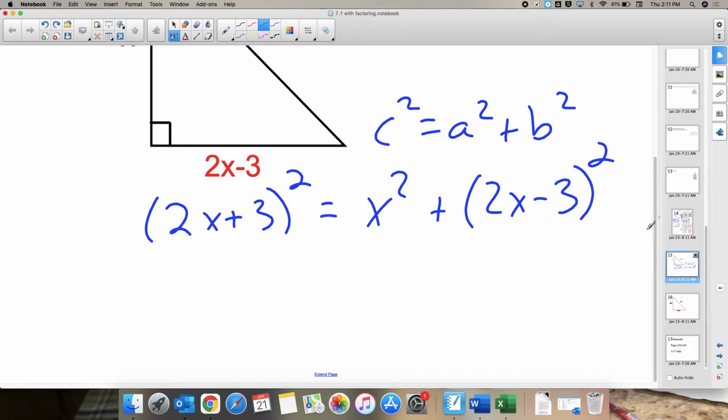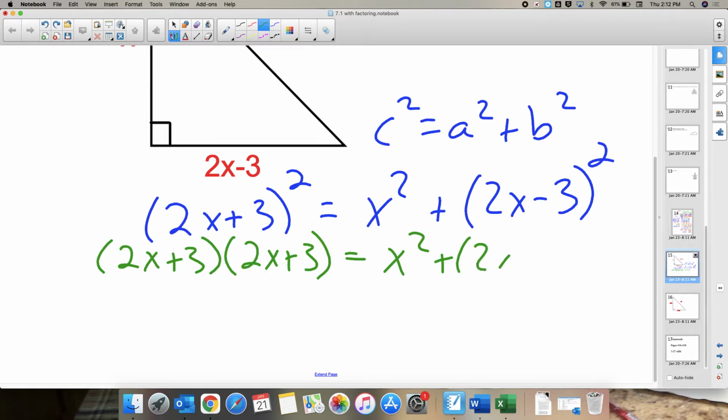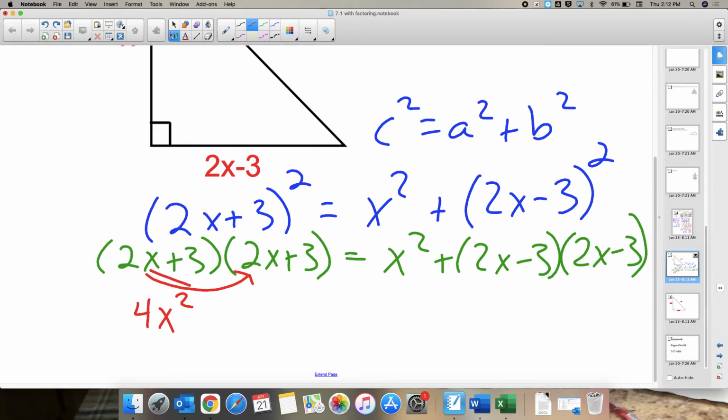To square it out means we are going to FOIL. So I have 2x plus 3 times another 2x plus 3. We have our x squared, and I have a 2x minus 3 times another 2x minus 3. FOIL out the left-hand side. 2x times 2x is 4x squared. 2x times 3 is a plus 6x. 3 times 2x is plus 6x. And then 3 times 3 is a plus 9.